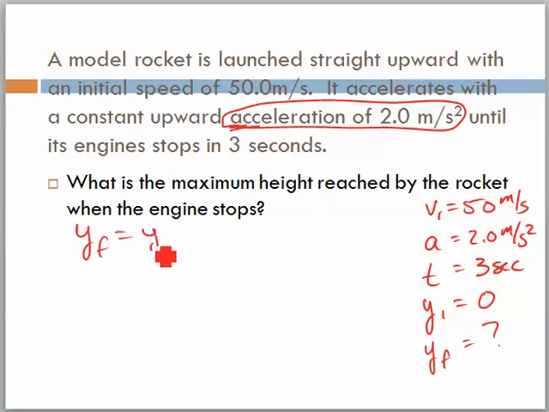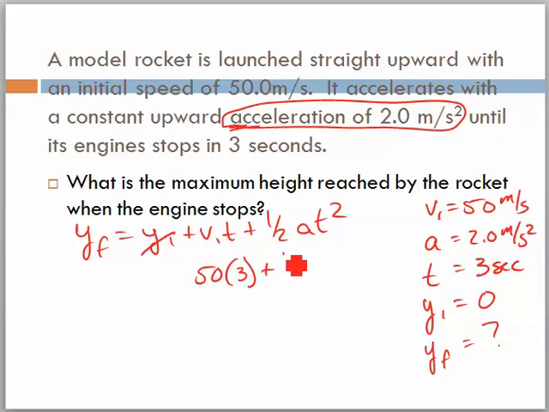yf equals yi plus vi t plus 1/2 a t squared. yi is 0. vi is 50. The time is 3 seconds. Plus 1/2 a, a is 2.0. And the time, again, is 3 seconds squared. Well, that's where I'm going to stop here. You need to solve this one on your own.